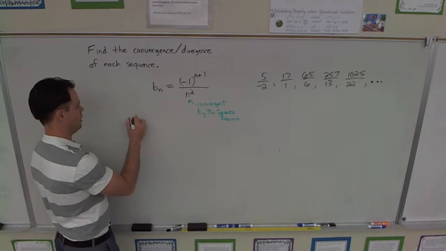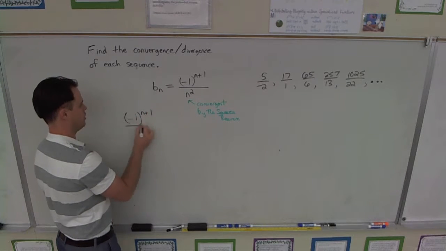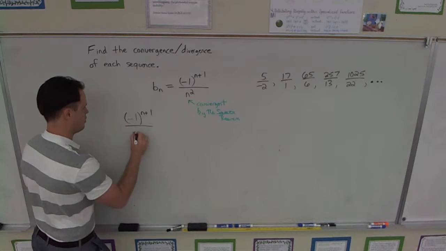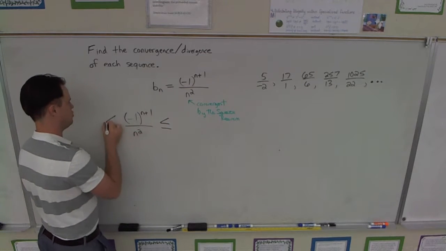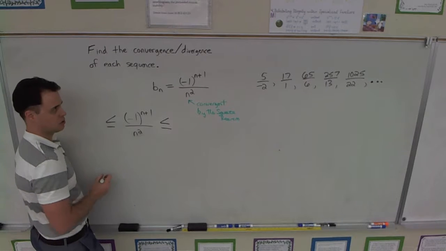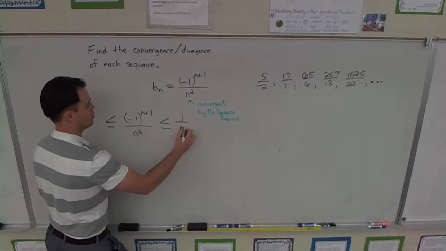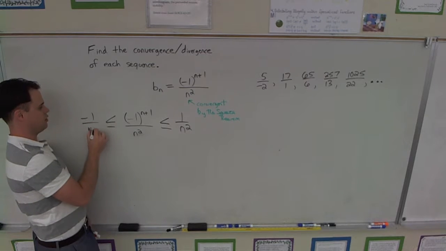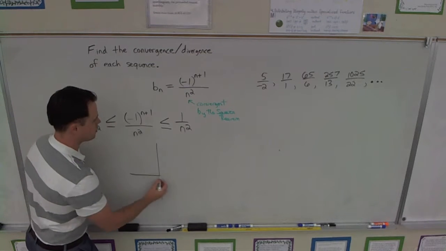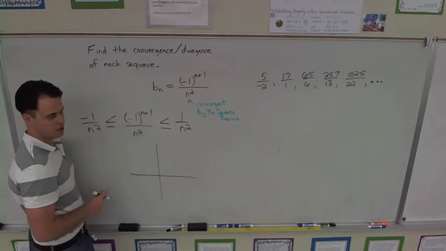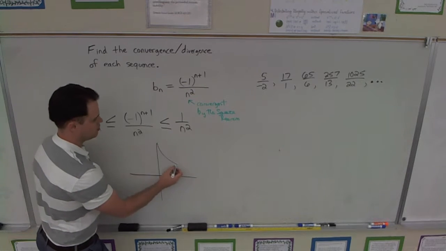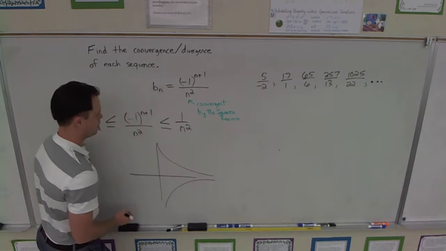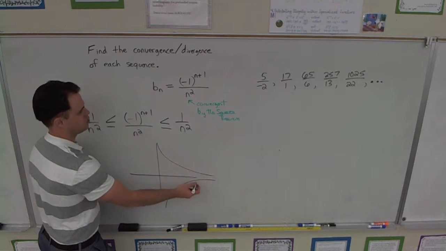So we've got this guy with the alternator over n squared. It can be squeezed between 1 over n squared here and negative 1 over n squared there. If you picture what those do, 1 over n squared is going to go like this as you go out to infinity, and negative 1 over n squared is its reflection. This guy is always bouncing around in between there.